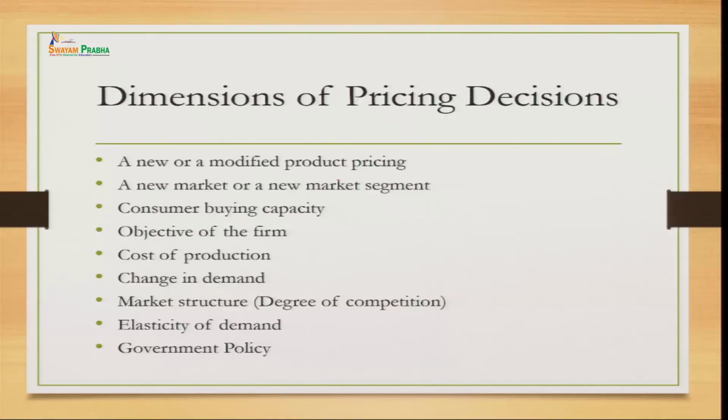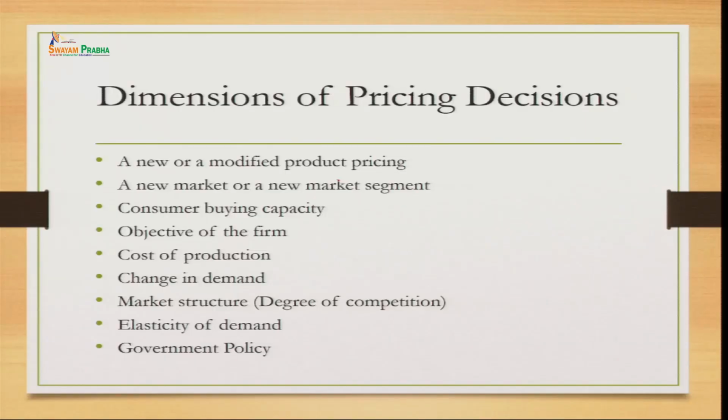Then the objective of the firm plays an important role. We have also covered the objective of the firm, and firms have different sorts of objectives, right. For some firms the objective is to maximize their profit. Some of them are focusing on sales maximization, some have the objective of growth maximization. So, the objective of the firm also affects the pricing policy of that organization.